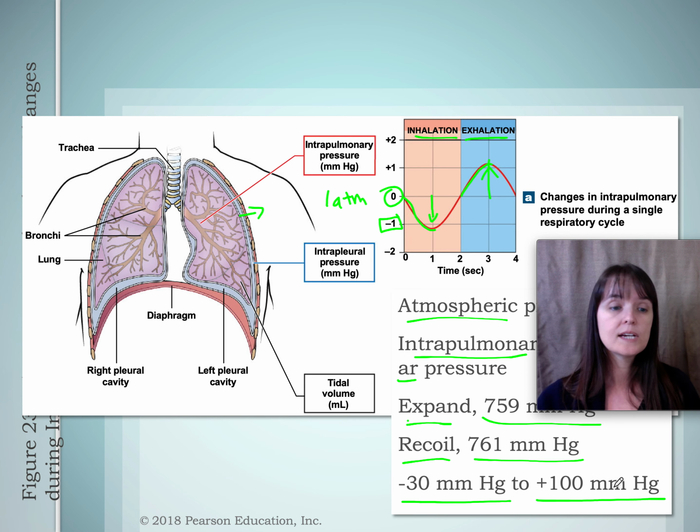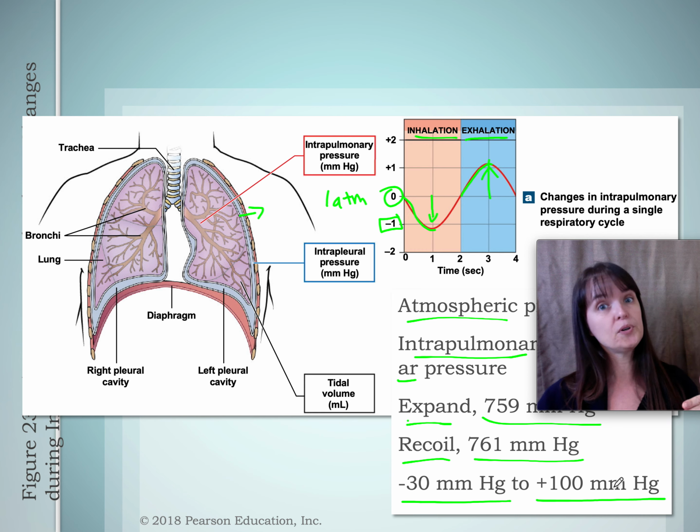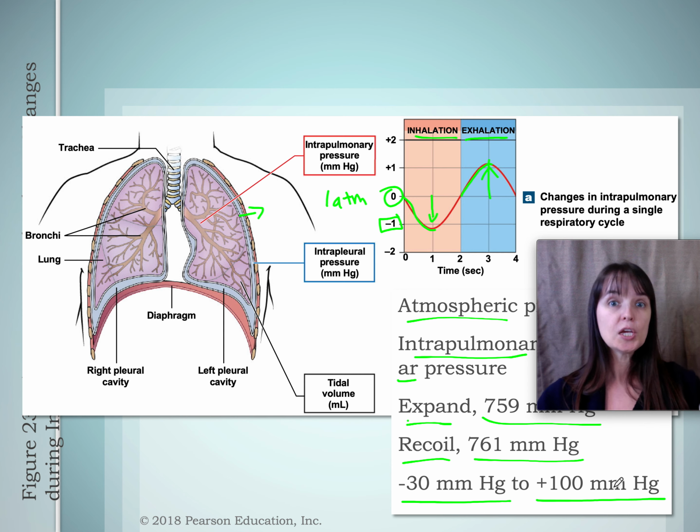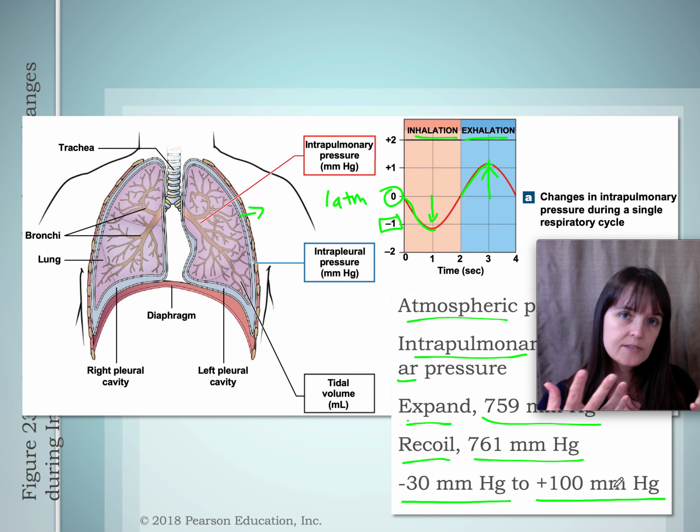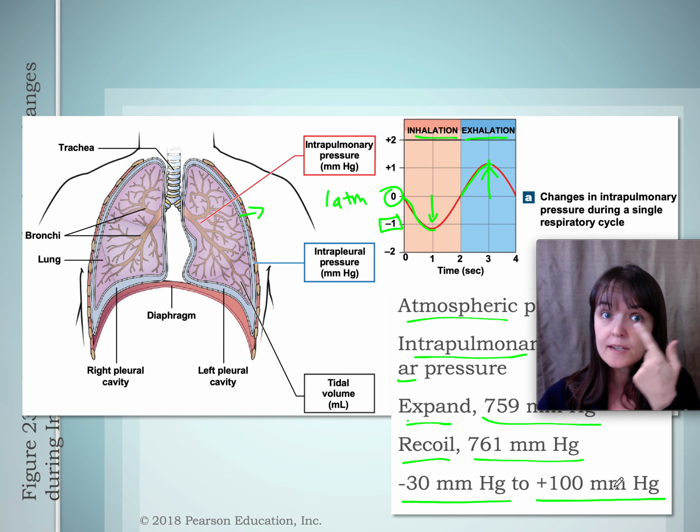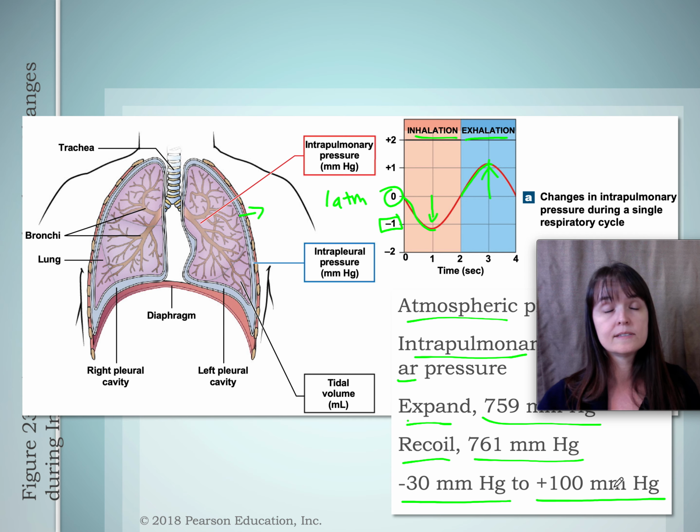And so that's why anytime you're pushing, if you're lifting weights or you're pooping or you're giving birth, you need to be exhaling while you're pushing. You don't hold your breath while you're pushing. You're going to actually raise the intrathoracic pressure so high that you can get petechial hemorrhaging in the sclera of the eye. So don't do that.